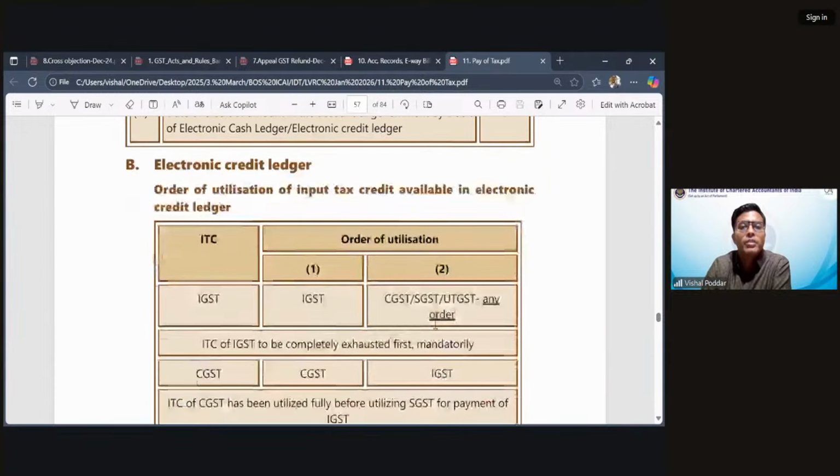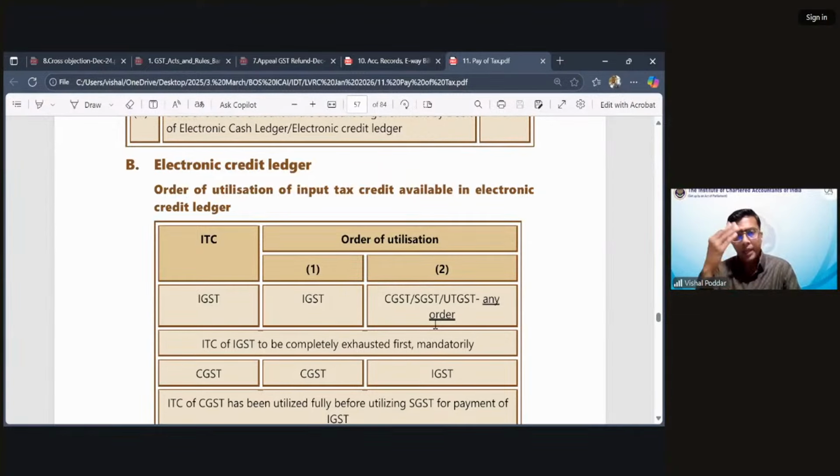The second ledger which you use for payment of tax is the credit ledger. Now, the credit ledger is basically created through the GST of the suppliers who have supplied to you goods and services, of which you are availing the input tax credit. When you avail this credit in your GSTR 3B, when you fill in the GSTR 3B column of availing credit, it starts reflecting in your electronic credit ledger.